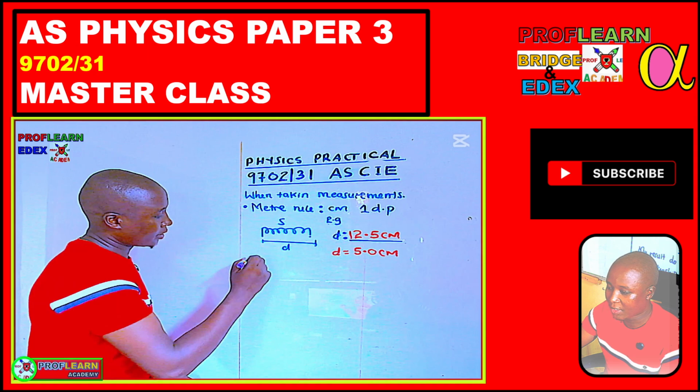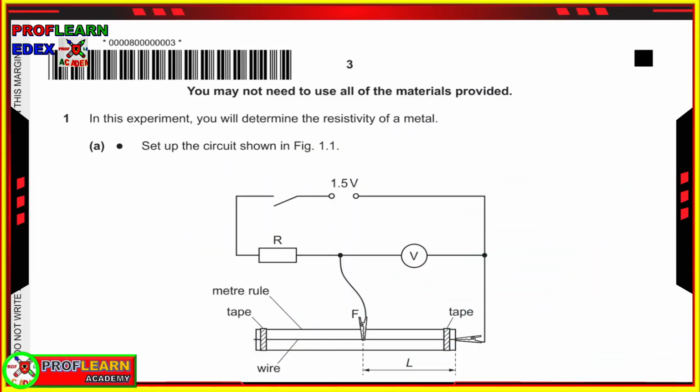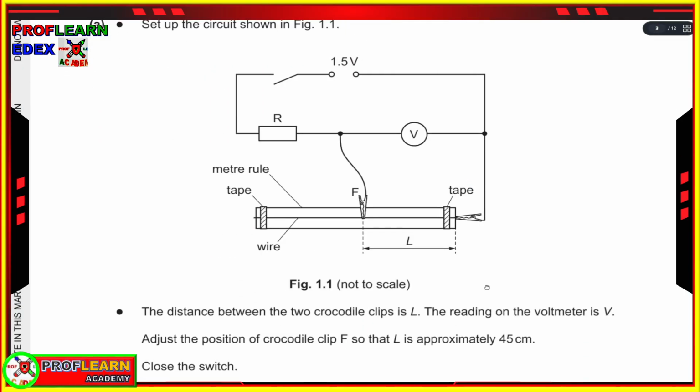Let's look at it so that you can see that these questions are always the same. If we are talking about this measurement L, maybe it's being recorded here, you have to record it correct to 1 decimal place. If you are taking a voltmeter reading, remember you are going to take it the way the voltmeter is indicating, then you can record.